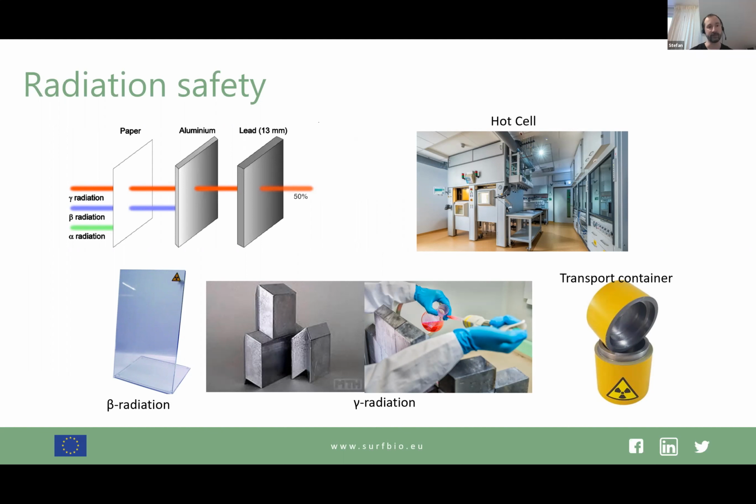Beta radiation will be blocked by aluminum. You typically use these sort of plastic shieldings there. And for the gamma radiation, you need these lead bricks, or if you work with very high activities, you have these lead shielded hot cells. For transporting your samples, you have these lead containers. But basically, handling is like normal chemistry behind a lead wall, like this.